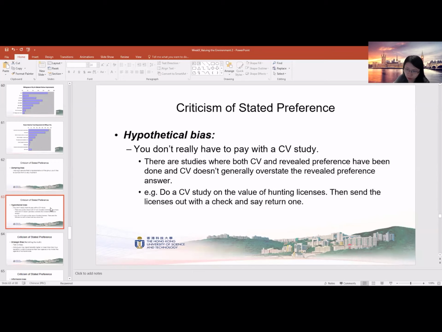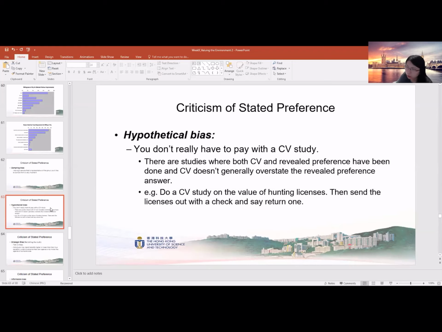Then a follow-up study would be, I give you a hunting license with a check attached with the number you reported, and see if you're returning the check. Imagine if you're serious about the evaluation, you're serious about the number you report, and in the follow-up where you have to pay in real money for that, you should be able to pay. Otherwise, it's revealing some kind of hypothetical bias, right? You could say that I changed my mind, but in general, if there is a big discrepancy between a stated preference approach and a revealed preference approach on exactly the same thing, there is an issue here, right?